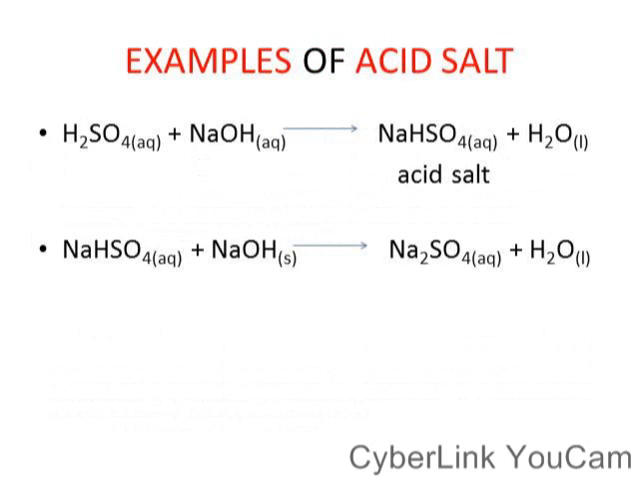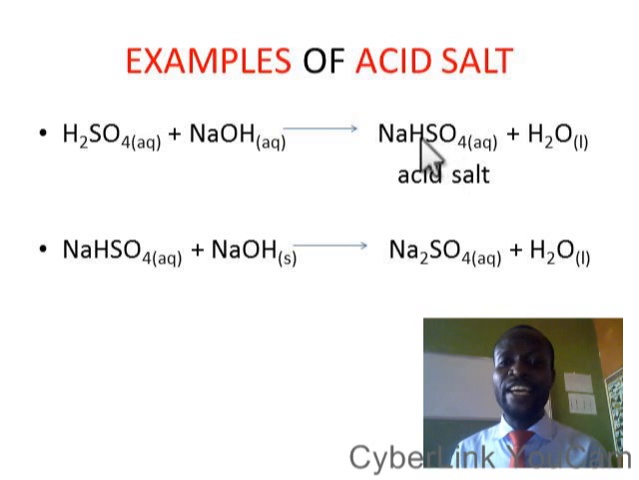Now, these are the examples of acid salt. When you have a dibasic acid plus a base, NaOH, then you have NaHSO4 plus H2O. You can still see this is NaHSO4, sodium hydrogen tetraoxosulfate(VI). There is still hydrogen here, thereby it is called acid salt.